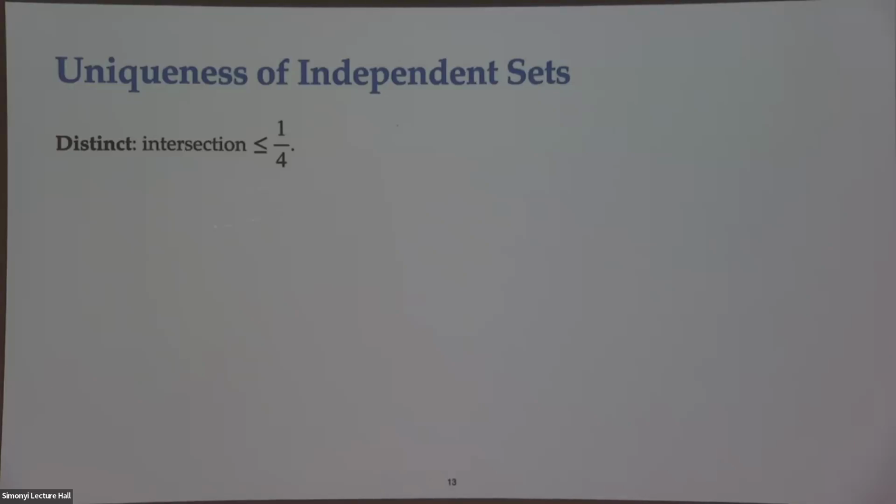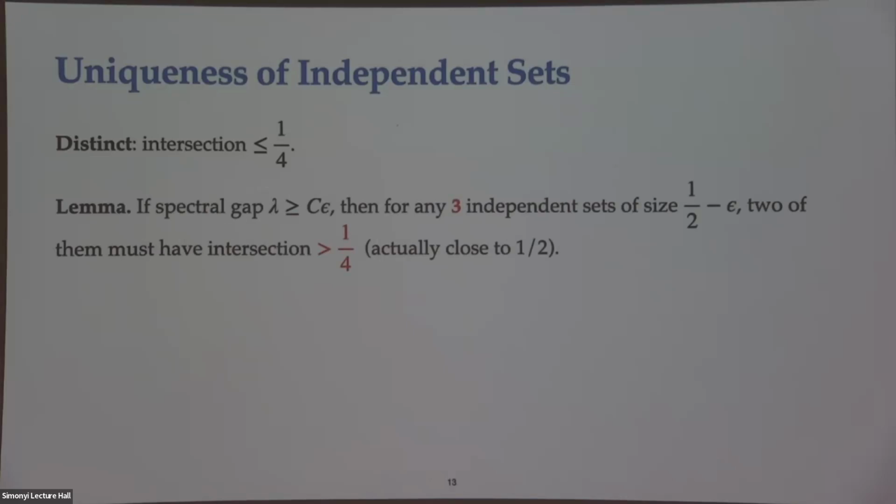So here's our main packing lemma. We prove that if the graph has spectral gap at least a constant times epsilon, then for any three independent sets of size at least 1/2 minus epsilon, two of them must have intersection larger than 1/4. Actually, in the proof that I'll show you later, we show that it's something close to 1/2. In other words, this means that there cannot be three distinct large independent sets, where distinct means the intersection has size at most 1/4.